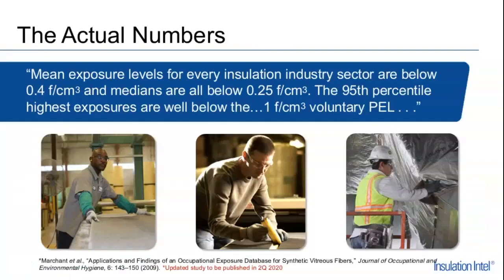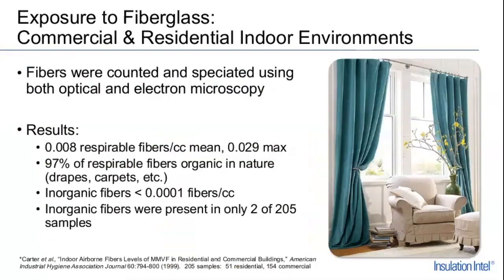So when they actually look at the numbers of the study, they found that the mean exposure levels for every insulation industry sector were below 0.4 fibers per cubic centimeter, and the medians were all below 0.2 fibers per cubic centimeter. Even at the top end, in the 95th percentile, the highest exposures were well below the 1 fiber per cubic centimeter voluntary exposure limit. When you get fiber concentrations greater than 1 fiber, it's typically only in blowing wool installation applications, where you're literally blowing the fibers into the air to have them settle over a broad surface.